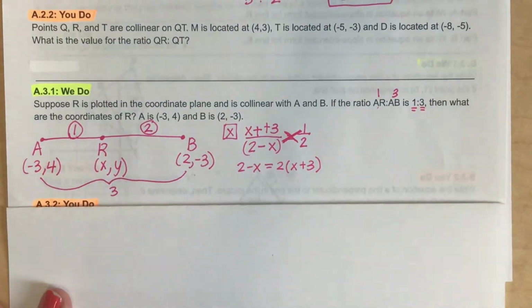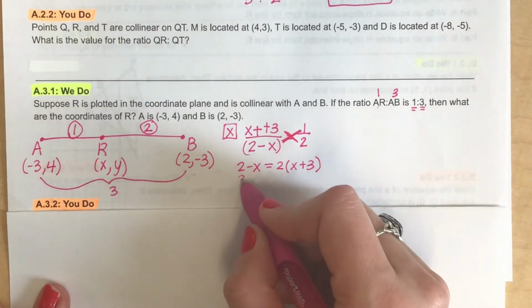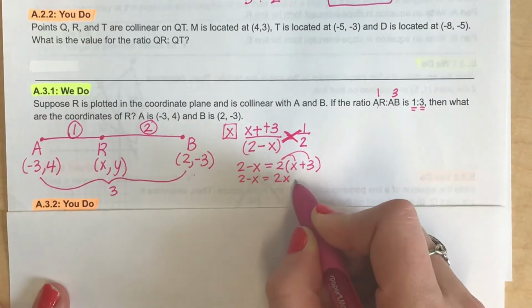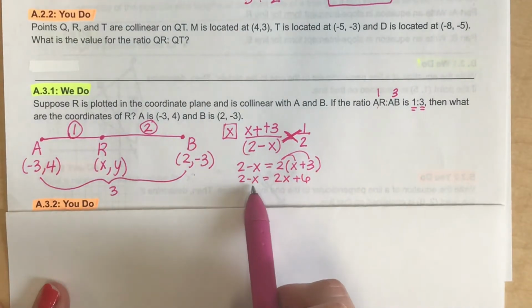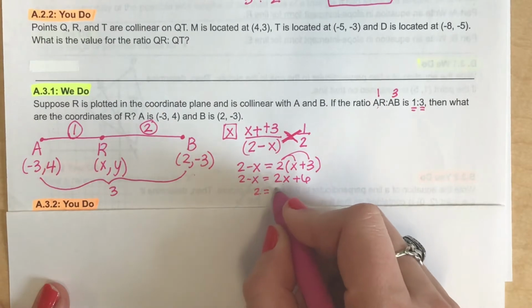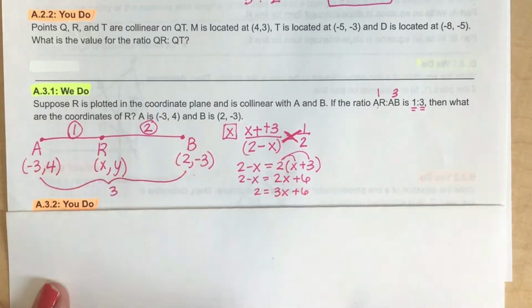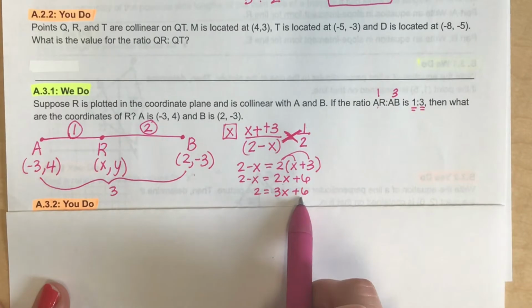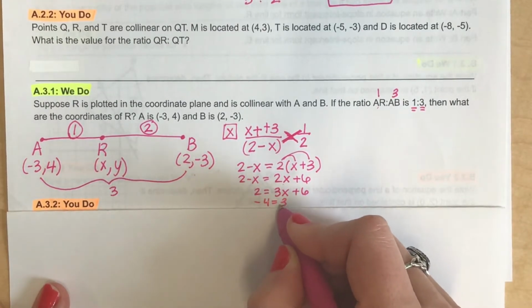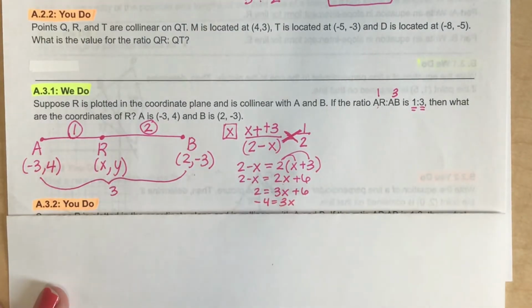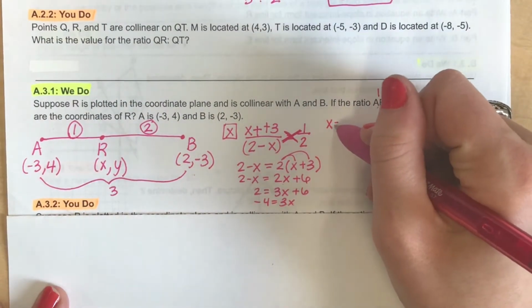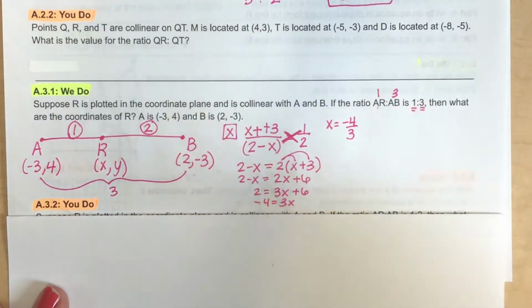Just like before, I need to distribute. So 2 times x is 2x, 2 times 3 is 6. I'm going to move this negative x over to this side by adding it. So if I add it to the other side, I get a 3x. Then I'm going to move my 6 over from the right to the left, and I'm going to subtract it. Then my final step is to get the x all by itself, so I'm going to divide both sides by a 3, and I get x equals negative 4 thirds.